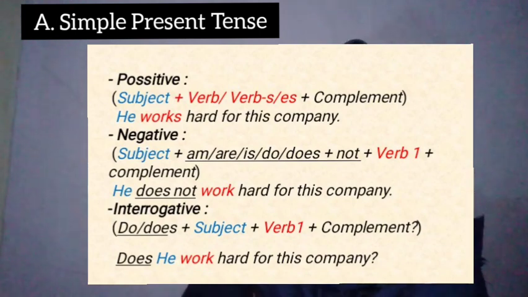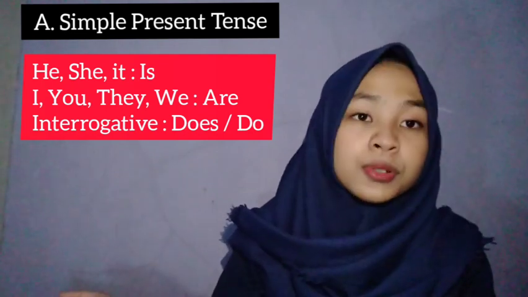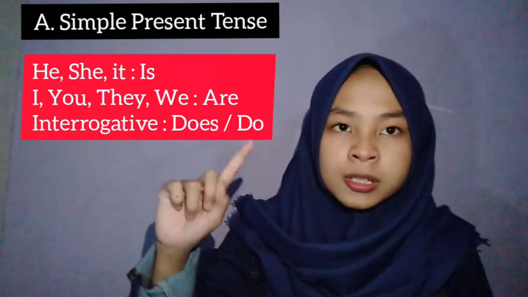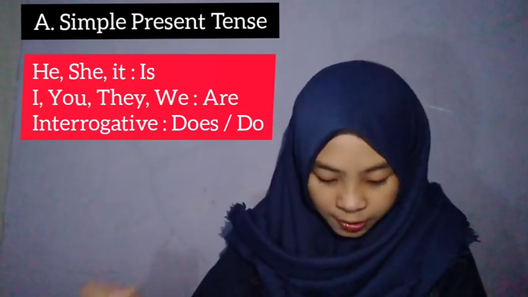Okay, next. This is the formula for interrogative sentence. You have to put do or does before the subject, then put the subject, the verb 1, and complement. So the example is, does he work very hard? Why do you use does? Because you can see the table. If the subject is he, she, or it, you use to be like is, and then the interrogative is does.